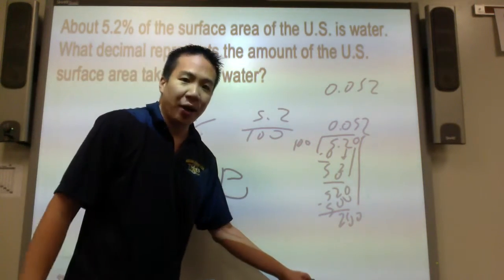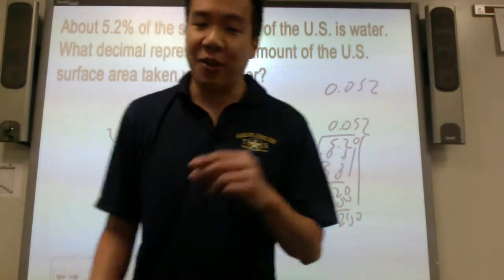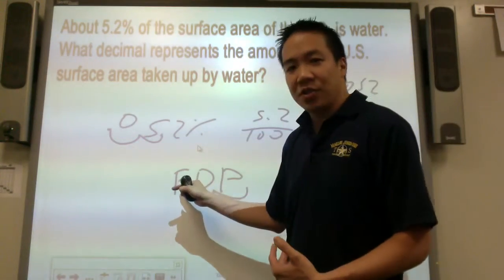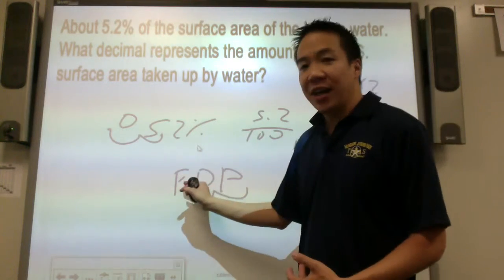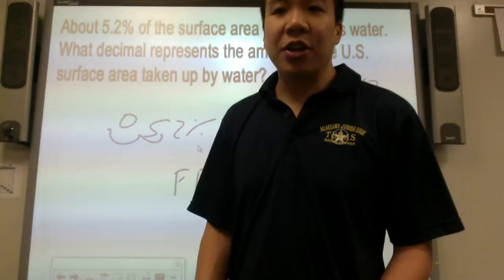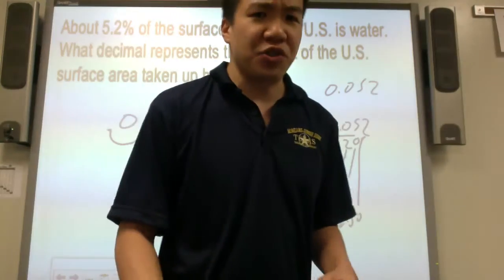I prefer both ways, but honestly, if I'm in a time rush, I do use FDP because it tells me 2 places back, 2 places forward, because you're dividing by 100 or multiplying by a power of 100. And that is how to do fraction, decimal, and percent conversion.